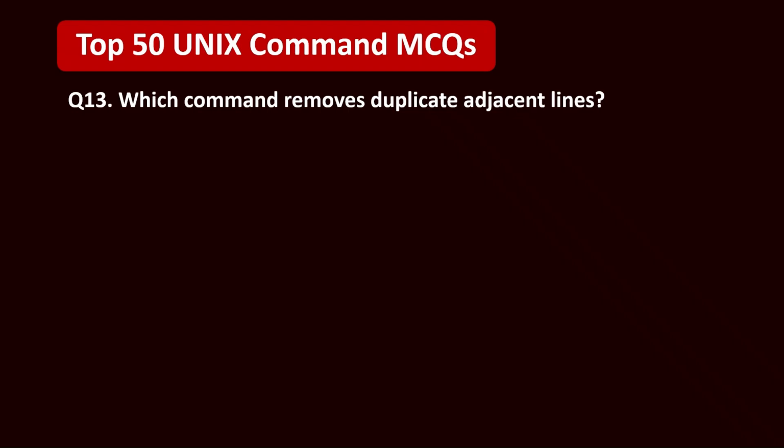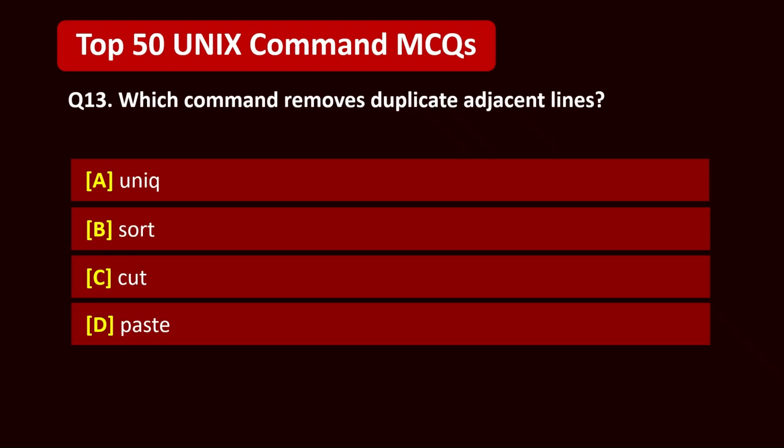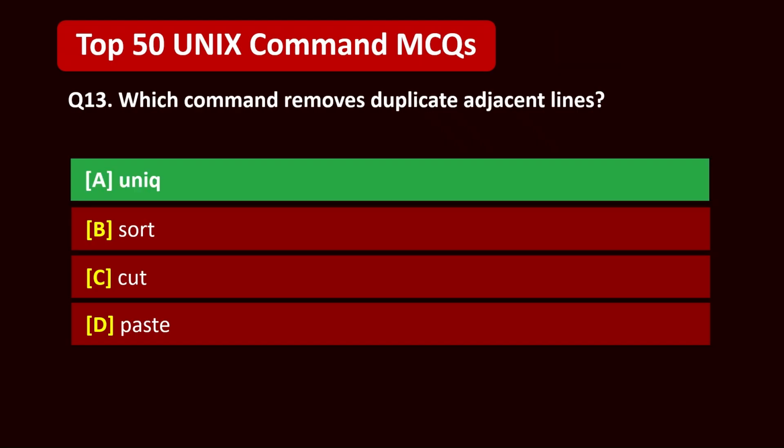Question 13. Which command removes duplicate adjacent lines? A. unique, B. sort, C. cut, D. paste. 5, 4, 3, 2, 1. Correct answer is A. unique.